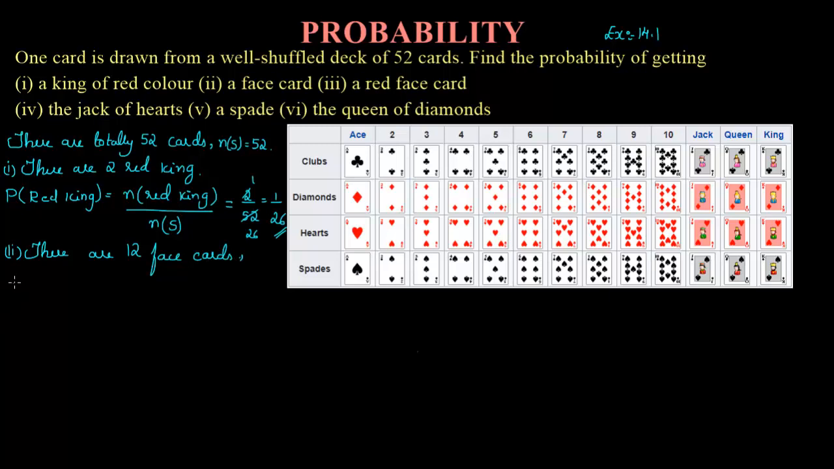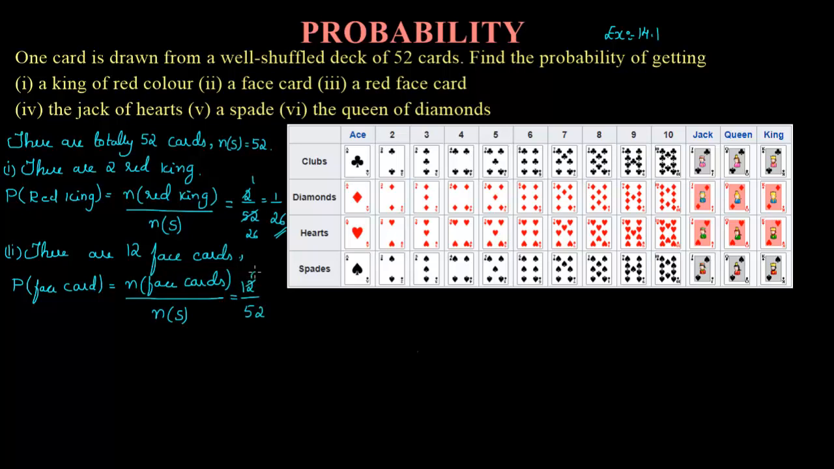Right? So what is the probability of getting a face card? Probability of a face card is equal to the total number of face cards divided by the total number of cards, which I have indicated with the letter S. So how many face cards are there? 12 divided by 52, right?